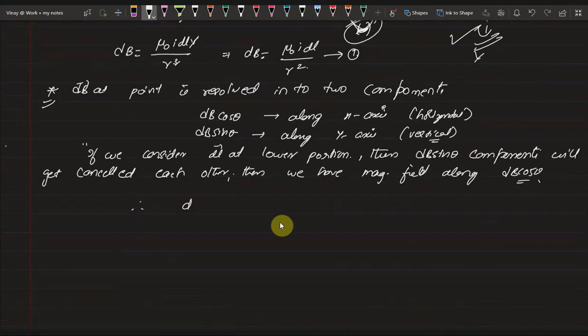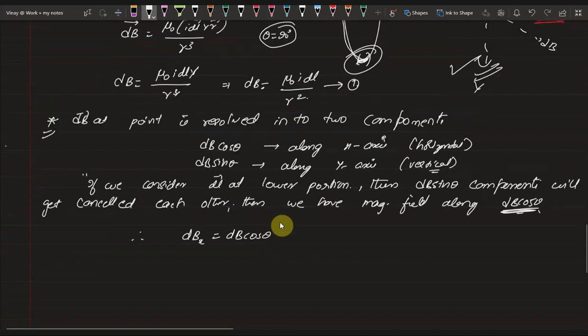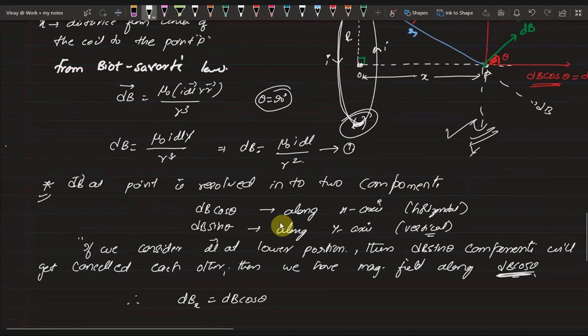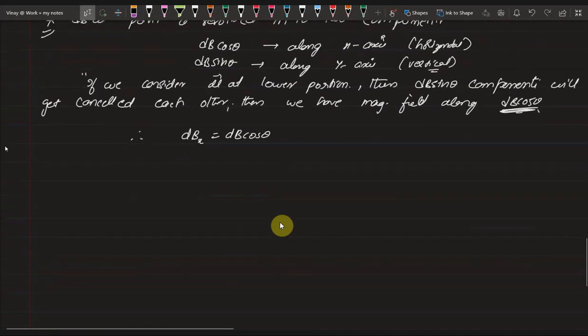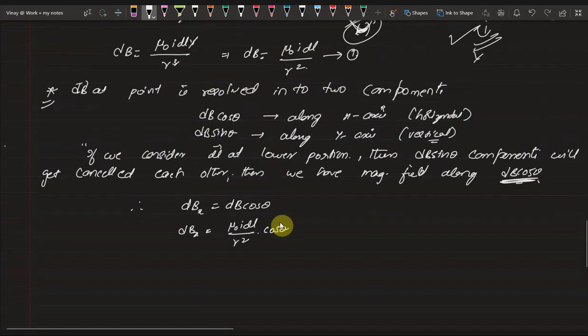Therefore, if I take the magnetic field along the x-axis, dBx can be taken as dB cos theta. So only magnetic field will be present along which component? dB cos theta. The dB cos theta here we consider as dBx. Now from equation number one, we can write dB value is mu naught I dl by r square into cos theta. Did you understand this point?